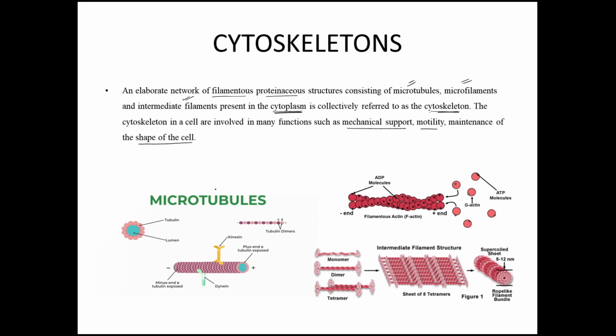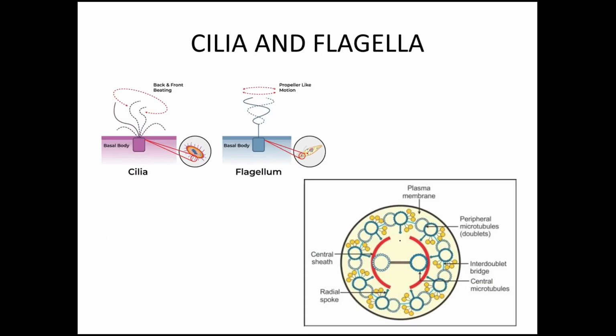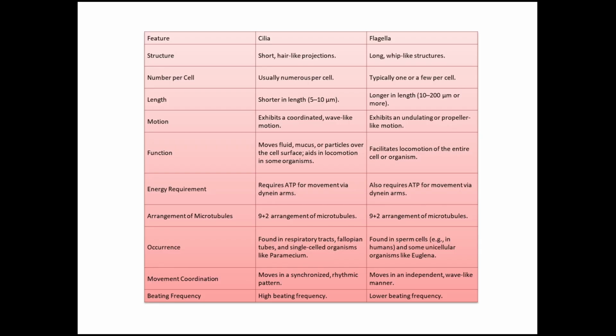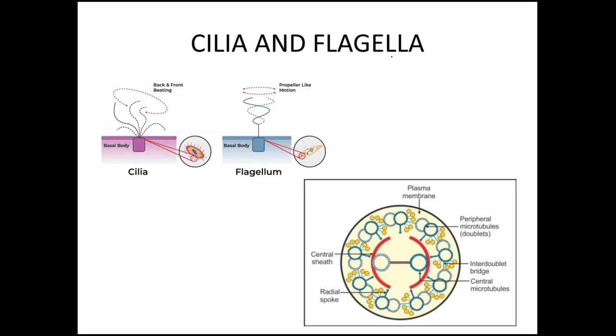So you can see the diagrammatic representation of microtubules. This is microfilaments, and this is what intermediate filaments look like. Now cilia and flagella. Cilia are short hair-like projections, whereas flagella are long and whip-like structures. Here you can see a flagellum is a long whip-like structure.